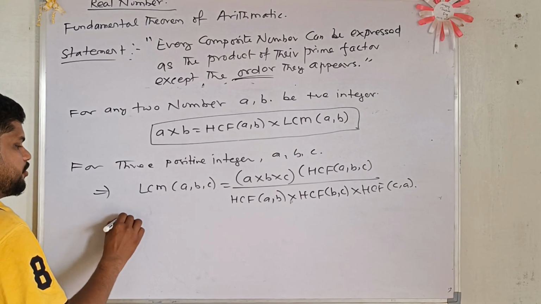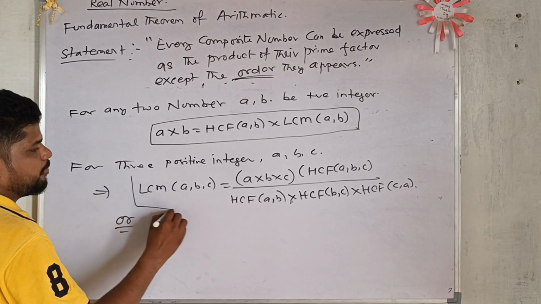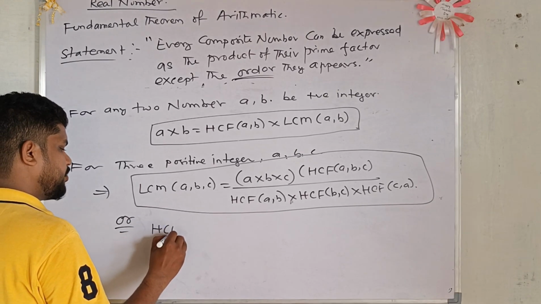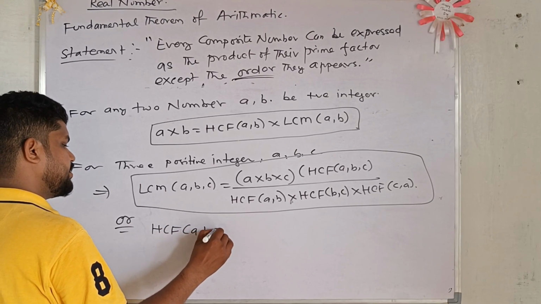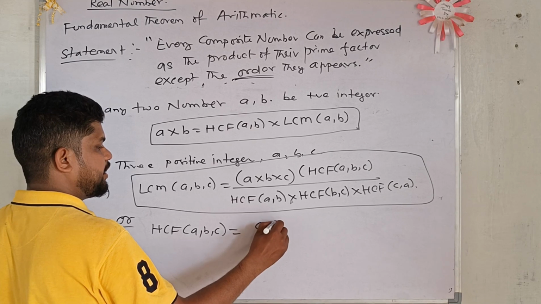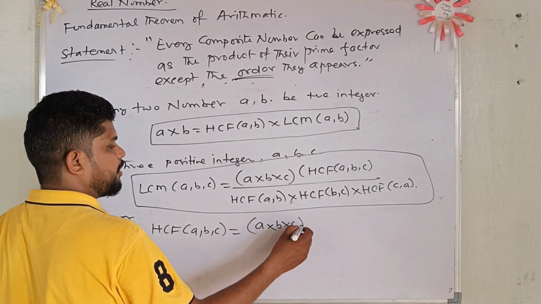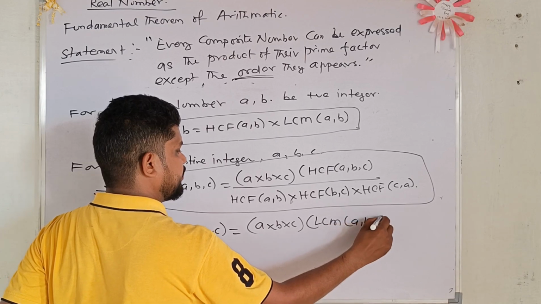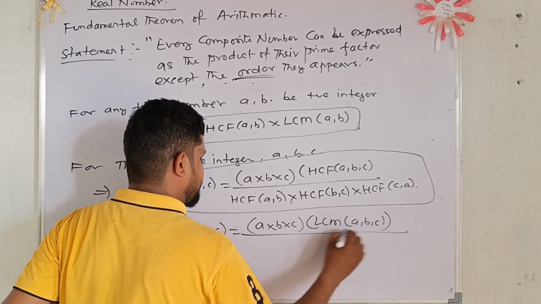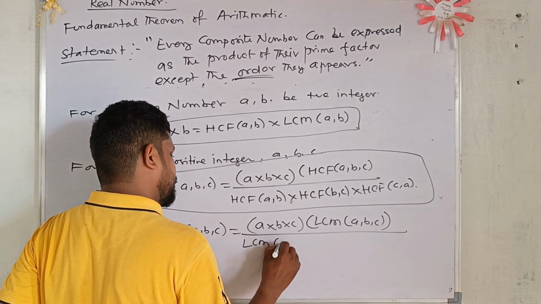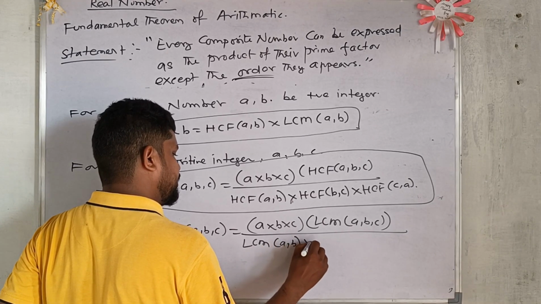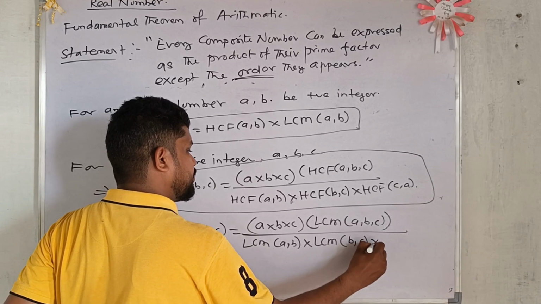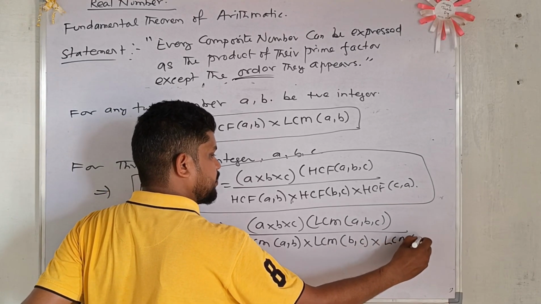Or one more formula is there, that HCF of A, B, C is equal to A into B into C whole bracket LCM of A, B, C divided by LCM of AB into LCM of BC into LCM of CA.